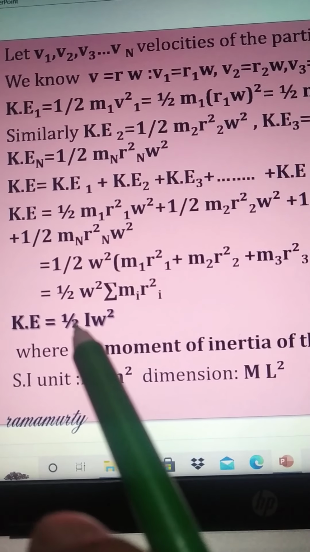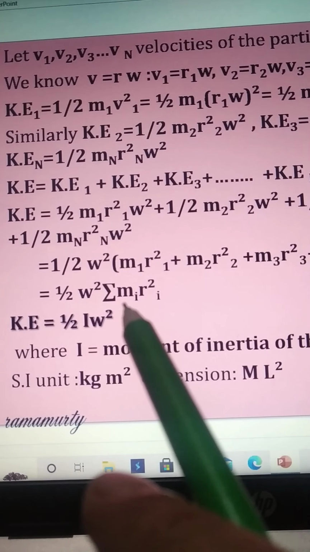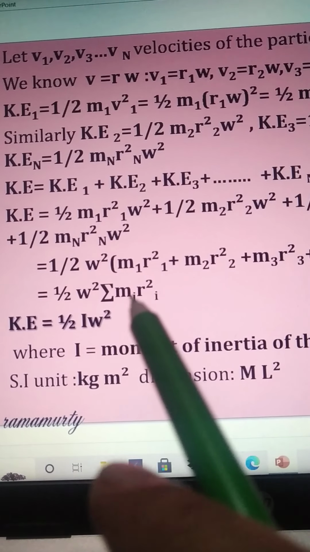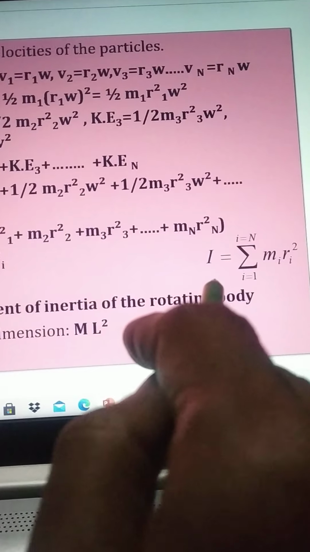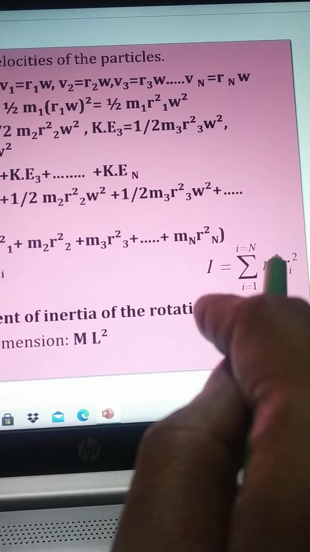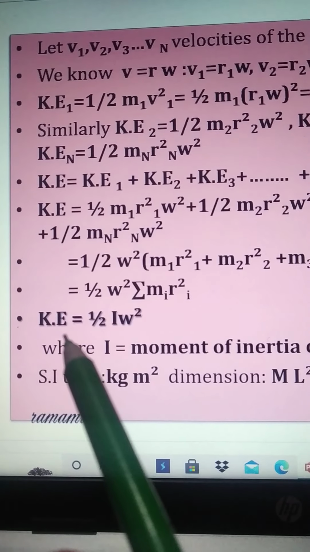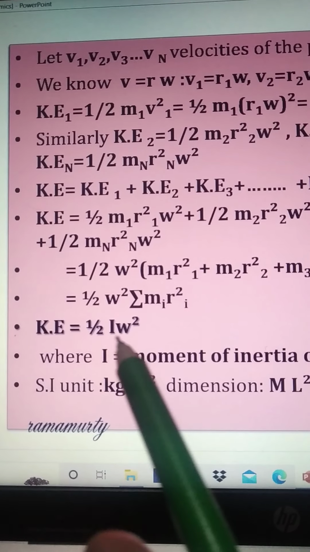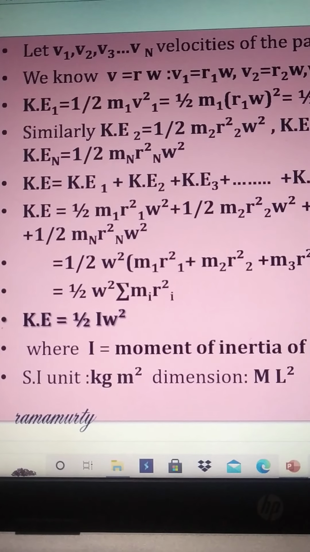So kinetic energy is equal to half omega square, and we know the formula for summation of mi ri square, i equal to 1 to n. This is nothing but I, the moment of inertia of the rotating body. So I is equal to summation of mi ri square, i from 1 to n. So we get the total kinetic energy is equal to half I omega square, the kinetic energy of the rotating body.